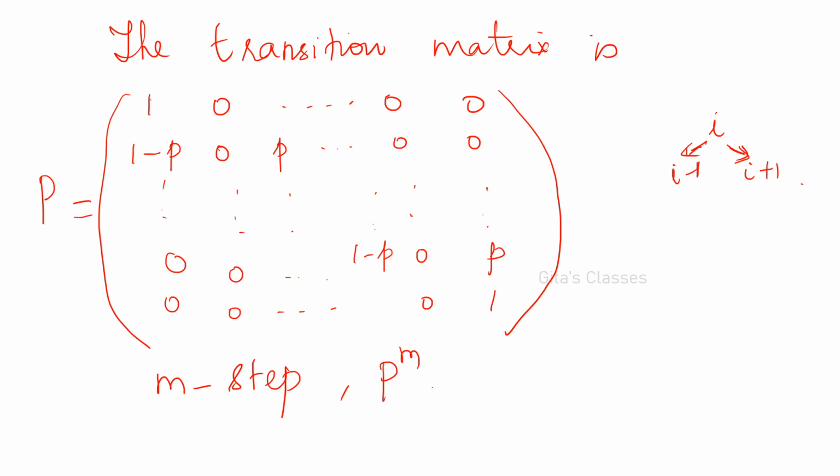So initially 1 0 0 0 etc., and the end also 0 0 0 1 etc. The next row will be 1 minus p, 0, p etc., and the last one will be p and 1 minus p and so on. This is the transition matrix, given by this matrix P, and we can find the m step probabilities. We can also determine the probabilities of states in multiple steps, that is the m step transition matrix P to the power m.